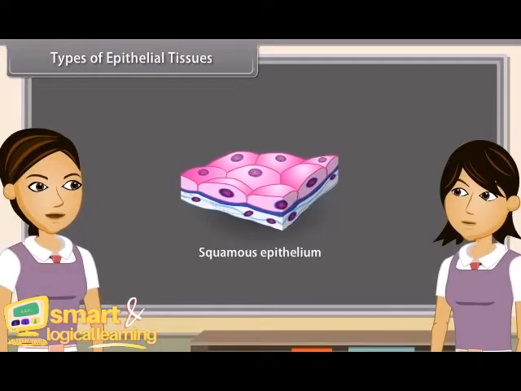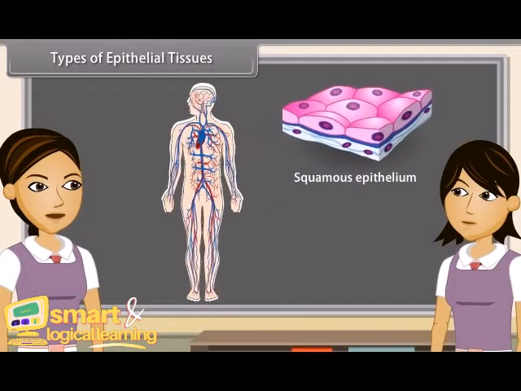Squamous epithelium is made up of thin, flat, irregular-shaped cells which fit together like floor tiles to form a compact tissue. It is found in lining of cavities and blood vessels and covering of tongue and skin. It is also known as pavement epithelium.